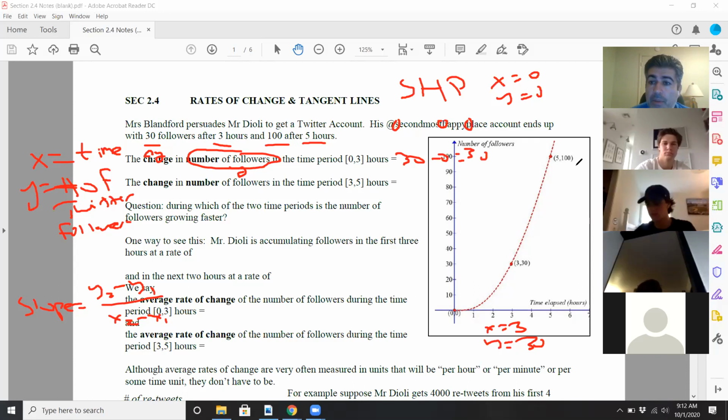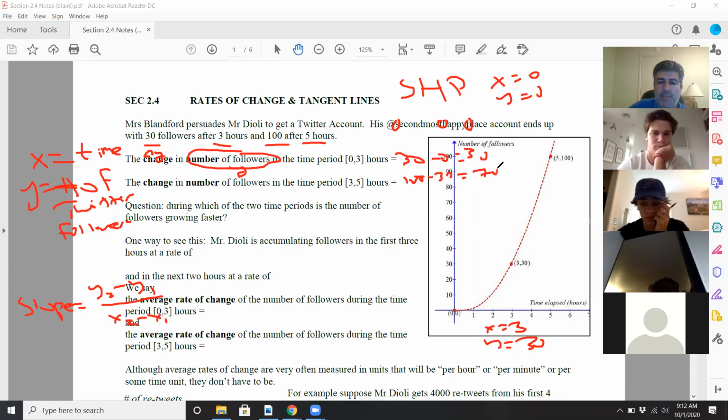Change in number of followers in the time frame from 3 to 5 hours. So at 3 hours, we still have 30 followers. At 5 hours, now he has 100 followers. So you do 100 minus 30, which is 70. So again, you're looking at the change in Y in that interval. Intervals are very important too. So again, for the first 3 hours, the change in Y is 30. Between the 3rd and 5th hours, the change was 70.